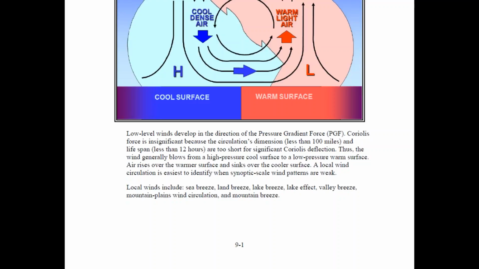It's like its own little weather system that's not significant enough to show up on a weather map, but it's significant enough to affect a small area, and its lifespan, like it says here, is less than 12 hours. From day to night it can change. So local winds include sea breeze, land breeze, lake effect, valley breeze, mountain plains wind circulation, and mountain breeze.